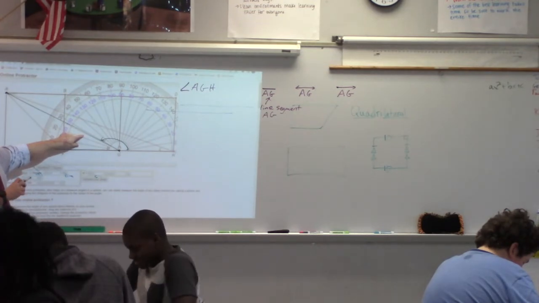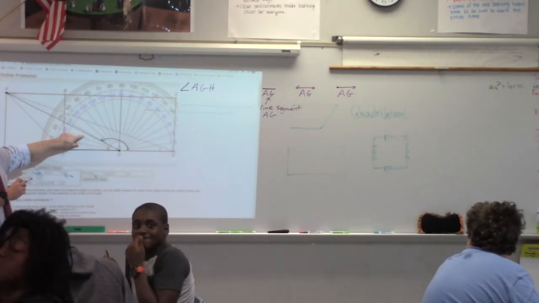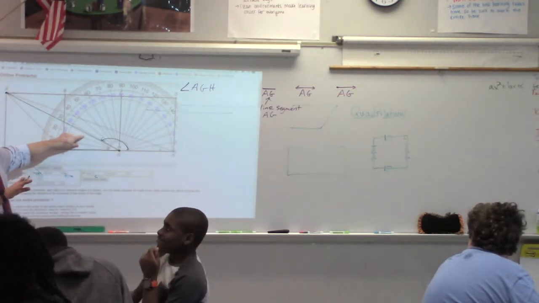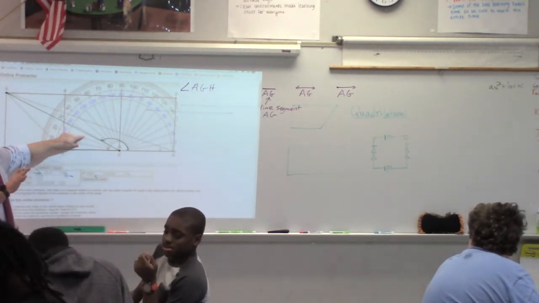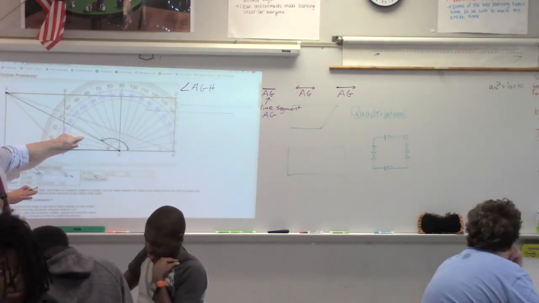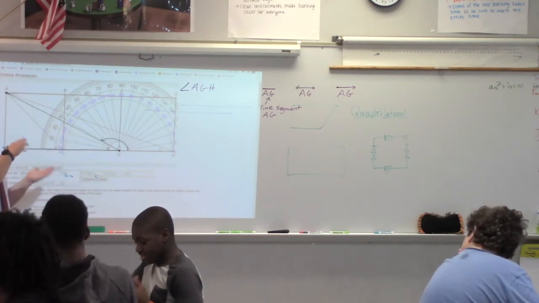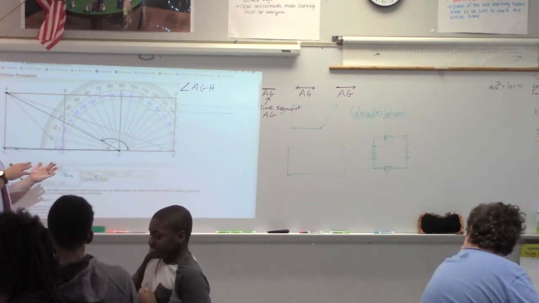Is that language I need to clarify? Acute versus obtuse? I'm just making sure, because I don't want to just assume that we know stuff and we don't. Well, acute is a small one, obtuse. It's not just small or big. Acute means it's between 0 and 90 degrees, right?